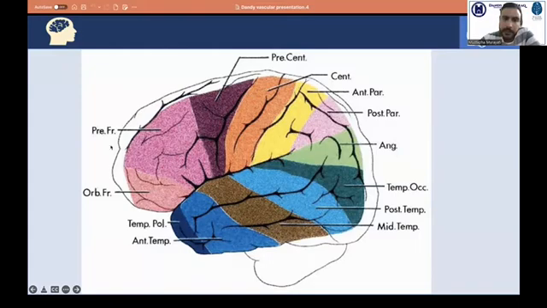Okay, starting from orbitofrontal, prefrontal, precentral, central, anterior parietal, posterior parietal, angular, temporooccipital, posterior temporal, middle temporal, anterior temporal, and temporopolar. These are the 12 areas to be supplied by the MCA, the middle cerebral artery, on the lateral surface. Each area has what we call a stem artery. A stem artery arises from the division or the trunk, either the superior trunk or the inferior trunk of the M1 segment, and then goes specially to that area to be supplied. That's the details out of the scope of our presentation now, but just to mention.